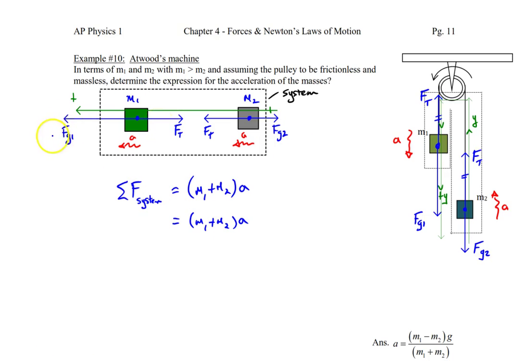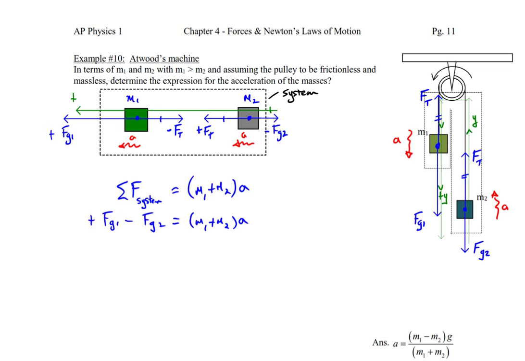Now, Fg1 would be considered positive because it's in the direction of our axis. So we have a positive force of gravity. The weight of M1 is causing this acceleration. But Fg2 is going in the opposite direction, so that would be negative here, minus Fg2. Now, what about these tensions here? One tension is to the right, which is positive, and this tension over here is to the left. They're both inside my dotted rectangle, which means they're what we call internal forces. These two internal forces are equal and opposite to one another, so they cancel each other out, and we do not have the tension in our equation at all.